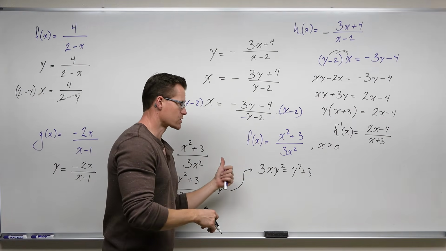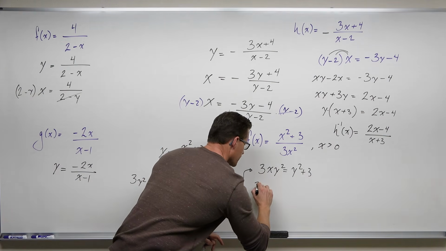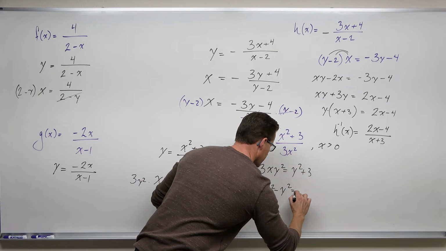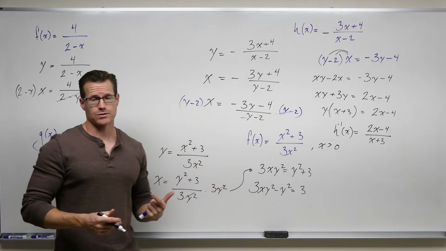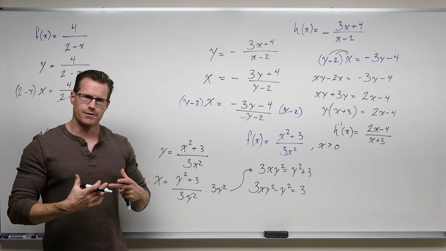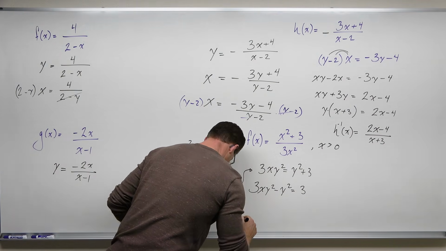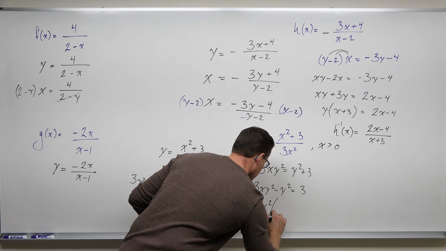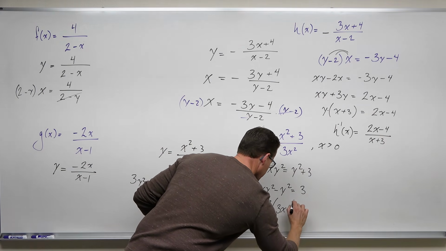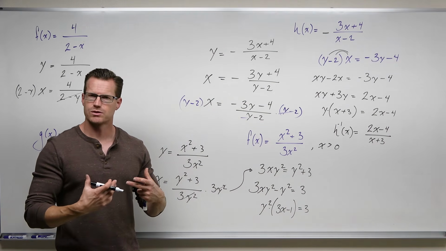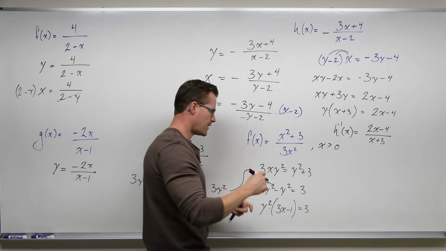So I'm going to subtract y squared. There's no distribution here. And then we're going to factor. Factor out the whole GCF. So factor out y squared. And now because we have factored, these are connected by multiplication, we can divide.